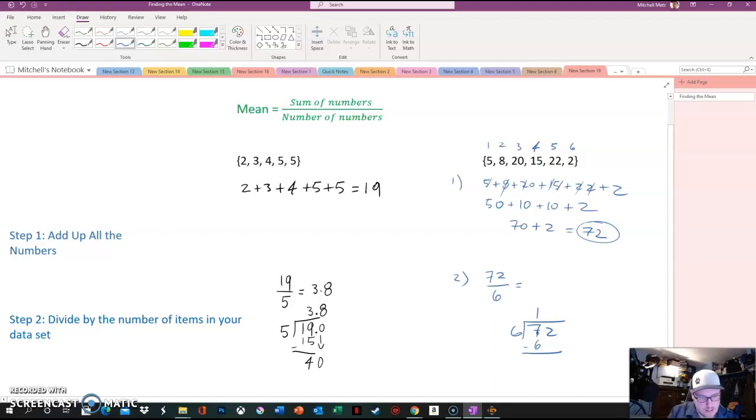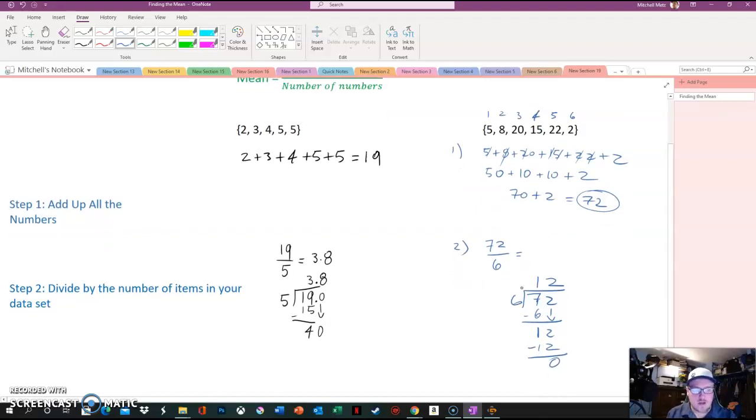Oh, yeah, I think that's correct. So I'm going to do 1. And then I'm going to bring down my 2. So I have 12. So 6 can go into 12, 6, 12, twice. So I should have a 2. And so I'm going to subtract 12. And I have 0 left. I have no remainders. So this is going to be a whole number. So my answer will be 12.